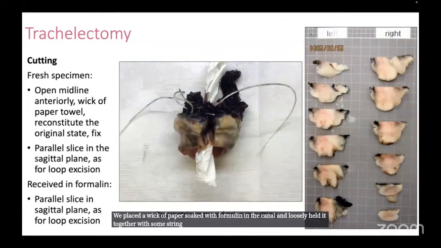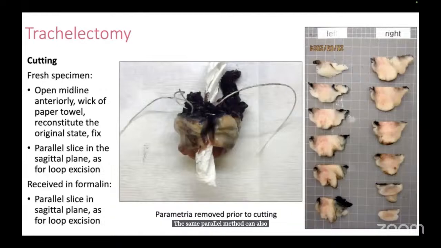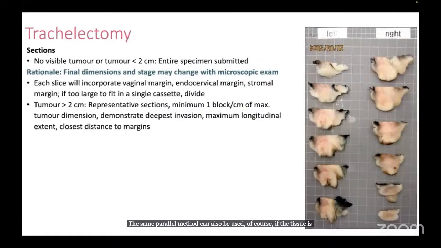So once it was fixed overnight, we were then able to serially slice in the sagittal plane and lay the slices out and photograph the slices for block annotation. The same parallel method can also be used, of course, if the tissue is received in formalin.